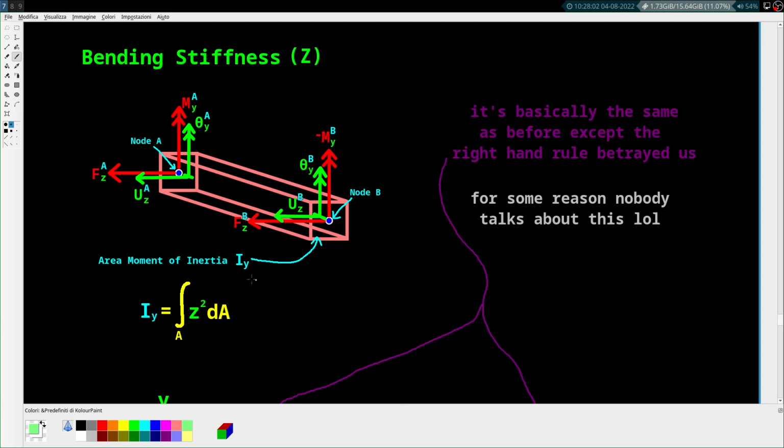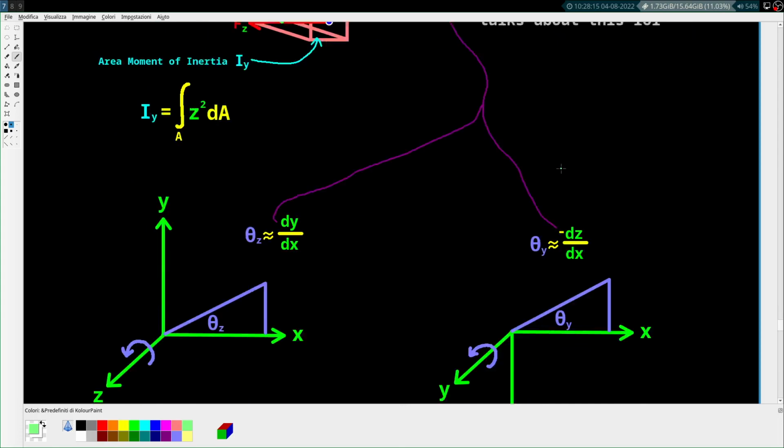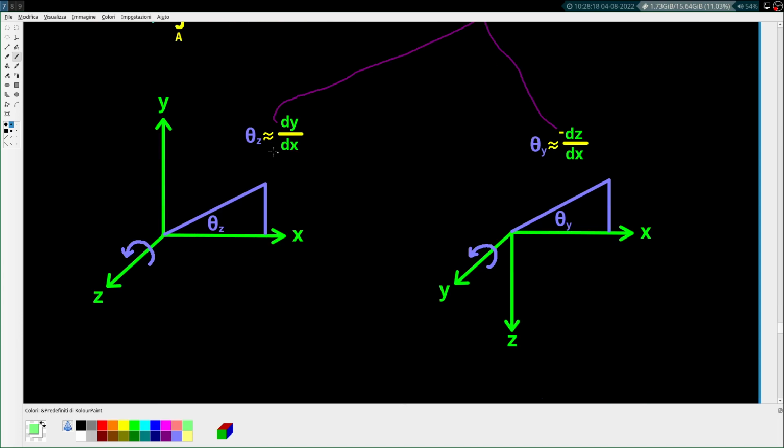Okay, so in this case, the only difference is we don't have the z moment of inertia. We have the y one, and so instead of being y squared dA, it's z squared dA, right? And so here's how the right-hand rule betrays us. Before, if you remember, we took this small angle assumption, that theta z was approximately equal to dy/dx, right? That this angle here is approximately equal to the slope. And that's valid for small angles.